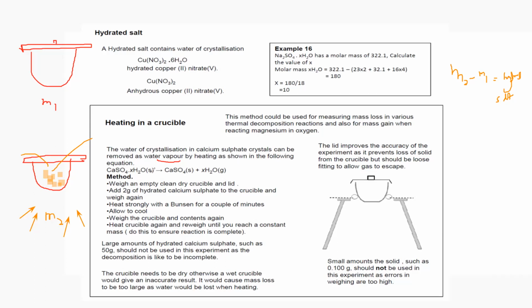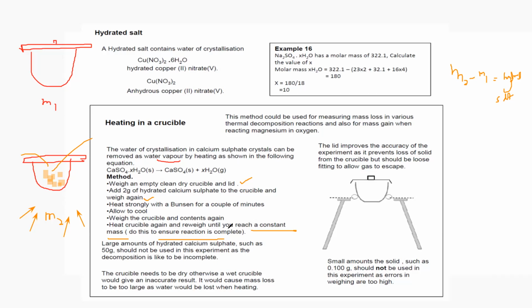For example, what we did here: we weigh the empty crucible with a lid. That's the first point. Then, for example, we add 2 grams of hydrated calcium sulfate and reweigh. Then heat strongly with a Bunsen burner for a couple of minutes. Then allow it to cool down and weigh the crucible again. Then heat the crucible again and reweigh until it reaches a constant mass, to ensure that the reaction is complete, or that all of the hydrated copper nitrate loses its water of crystallization.